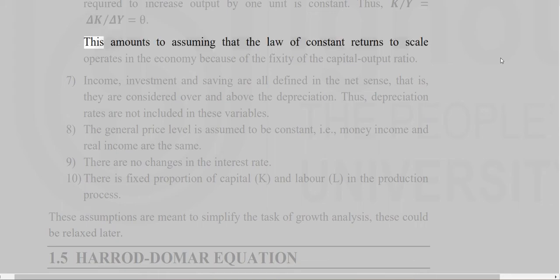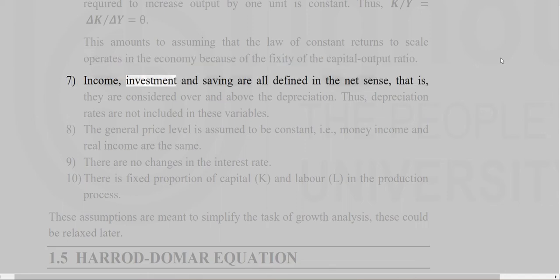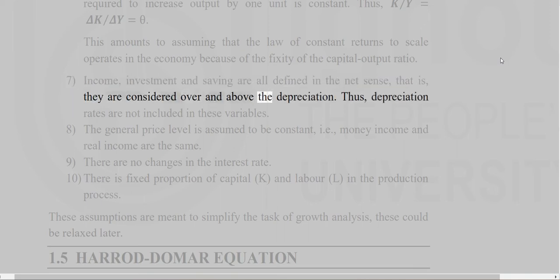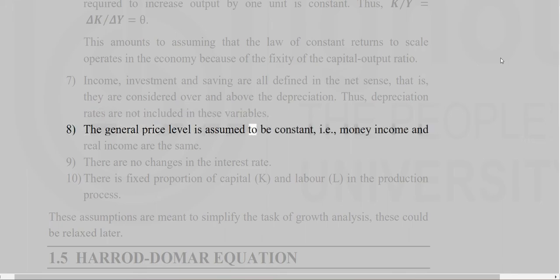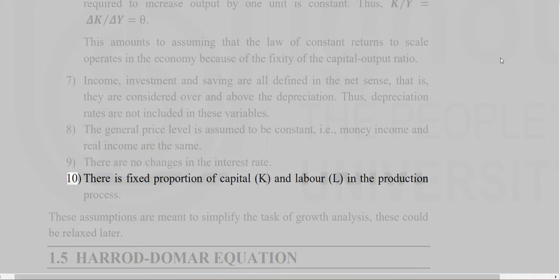This amounts to assuming that the law of constant returns to scale operates in the economy because of the fixity of the capital output ratio. 7. Income, investment, and saving are all defined in the net sense, that is, they are considered over and above depreciation. Thus, depreciation rates are not included in these variables. 8. The general price level is assumed to be constant, i.e., money income and real income are the same. 9. There are no changes in the interest rate. 10. There is a fixed proportion of capital, K, and labor, L, in the production process.